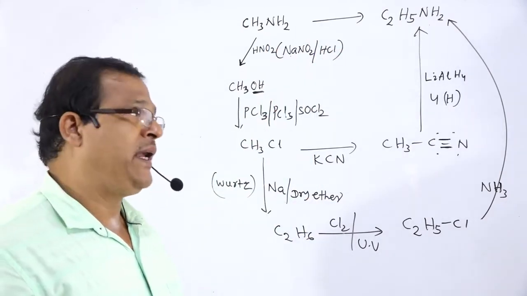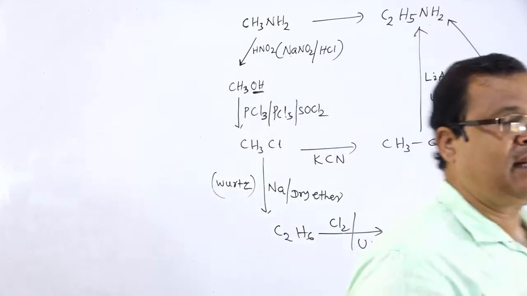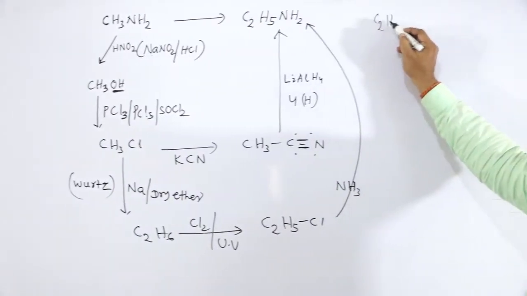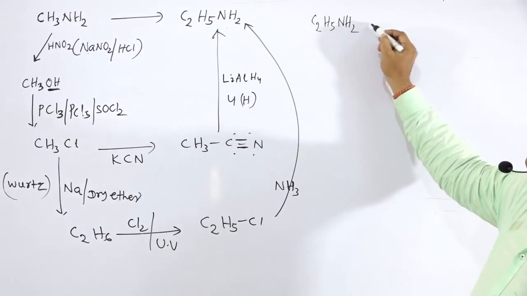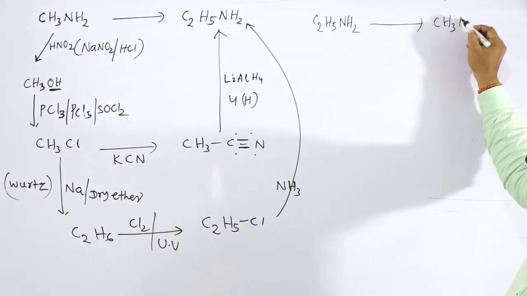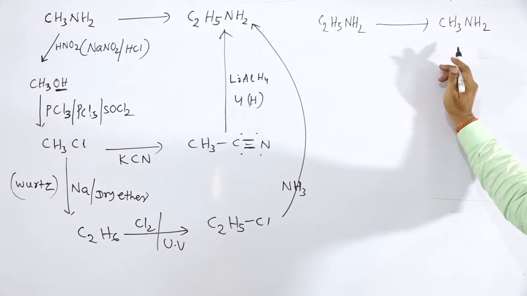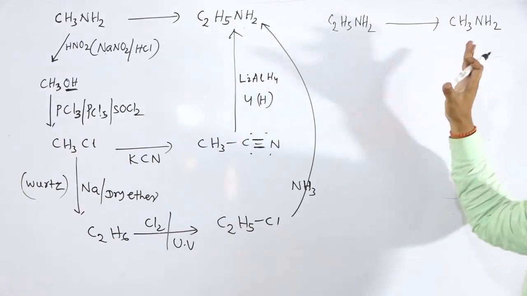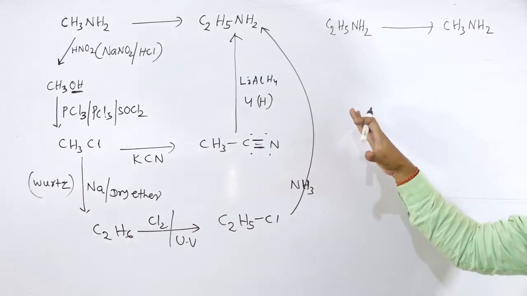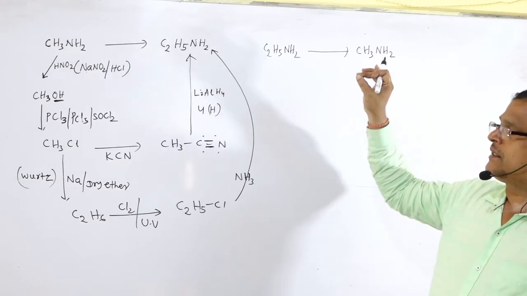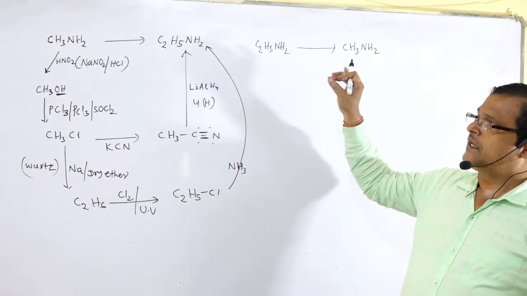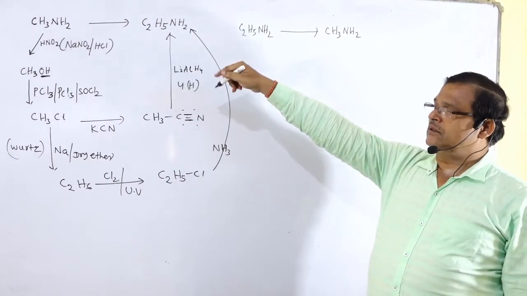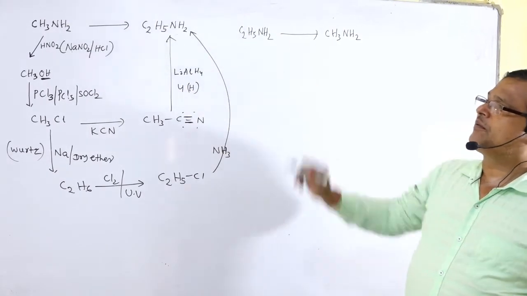Next we will go for the vice versa, the opposite one. How is ethylamine, C2H5NH2, converted into methylamine? Students, mark that during these organic conversions we are not balancing the equation, we are not writing the side products, only the reagent and the organic product. So this is the method to increase the number of carbon atoms.